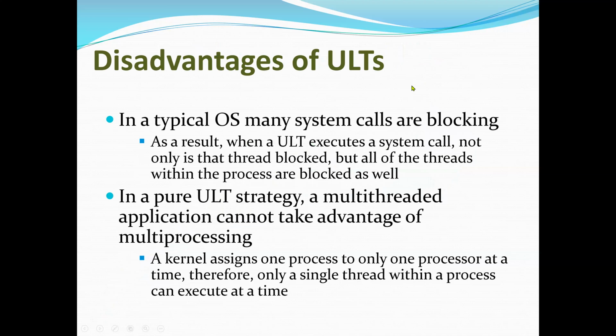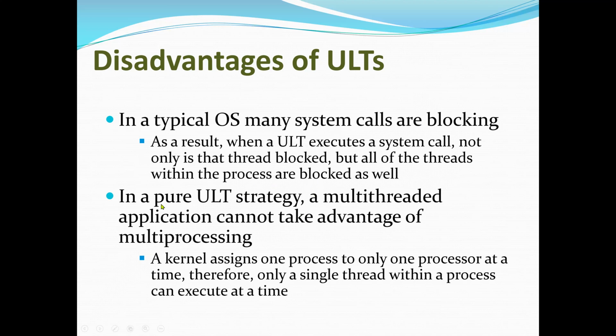Now, what are the disadvantages? Here we say there are 2 distinct disadvantages of ULTs compared with KLTs, that's user level threads compared to kernel level threads. In a typical operating system, many system calls are blocking. As a result, when a user level thread executes a system call, not only is that thread blocked, but also all of the threads within the process are blocked, which we mentioned earlier. So that would be a disadvantage.